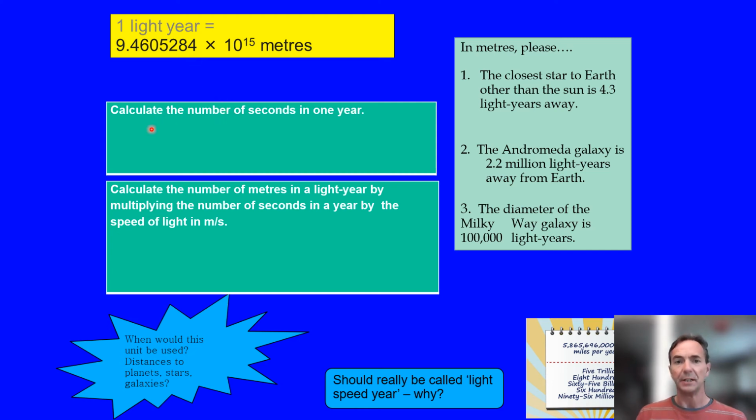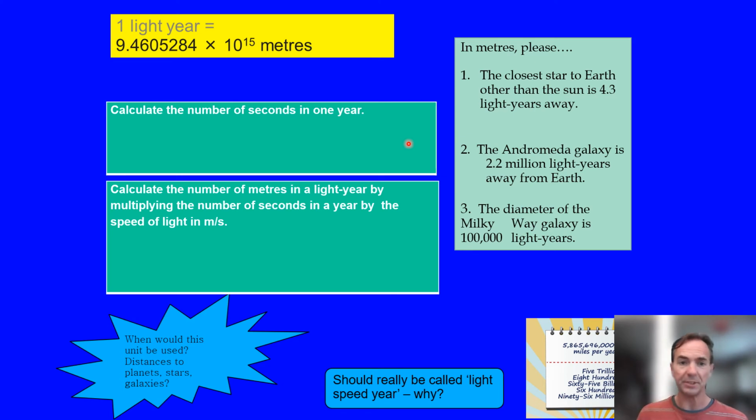So, for instance, calculate the number of seconds in 1 year. Really common calculation. A lot of students get a bit scared about this, but remember, we'll call it 365.25. Why is it 365.25, I hear you ask. Leap years. It's because the year is not 365 days long. It's 365 days and a quarter, and that's why we have 366 days in a leap year.